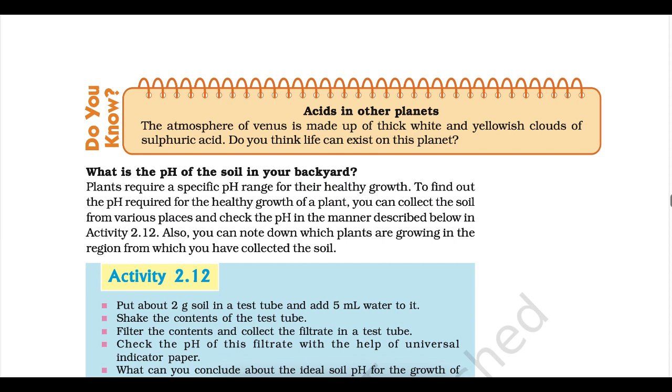Acids in other planets. The atmosphere of Venus is made up of thick white and yellowish clouds of sulfuric acid. Do you think life can exist on this planet?